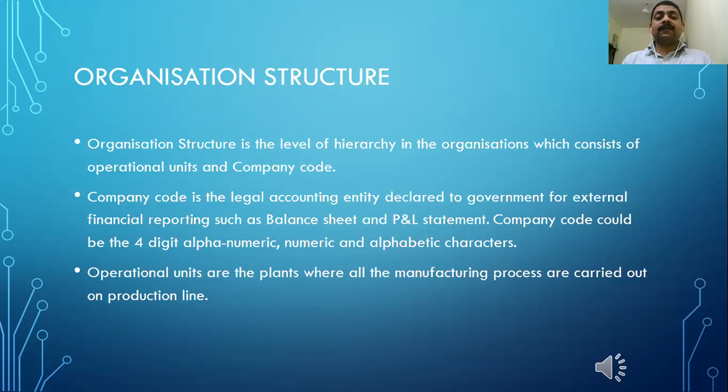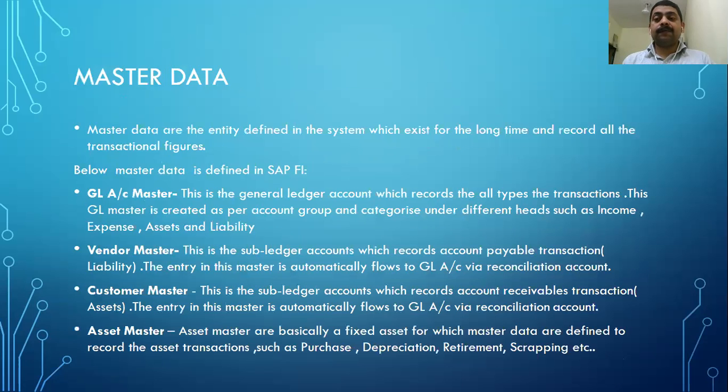The organization structure is the level of hierarchy in the organization which consists of operational units and company code. Company code is the legal accounting entity declared to the government for external financial reporting, such as balance sheet and P&L statement. Company code could be a 4-digit alphanumeric, numeric, or alphabetic character. Operational units are plants where all the manufacturing processes are carried out on the production line.